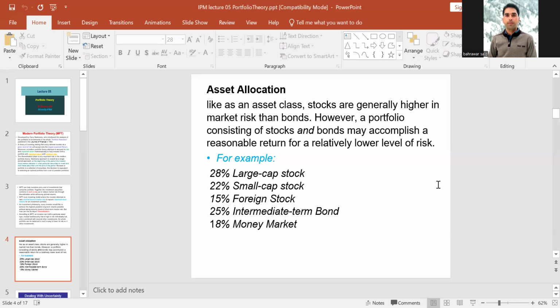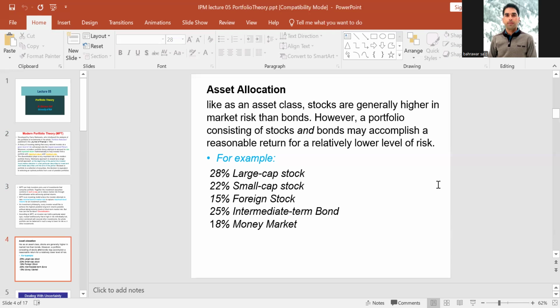So each class of these assets behaves differently. Some go up in earnings, some boom or rise in prices, while others decline. So combining these will stabilize the performance, to stabilize our returns.